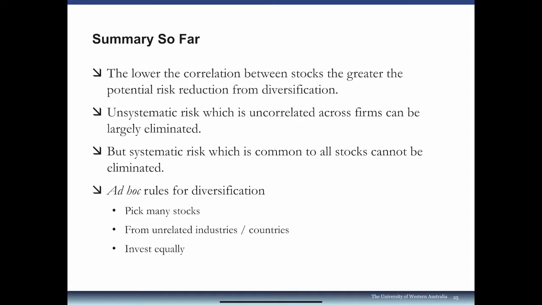So, summary so far: the lower the correlation between stocks, the greater the potential risk reduction from diversification. And we learned from last week that unsystematic risk or firm-specific risk, which is uncorrelated across firms, can be largely eliminated. But systematic risk, which is common to all stocks, cannot be eliminated. So we have some ad hoc rules for diversification. We should pick many stocks. They should come from unrelated industries and countries, and we should invest equally, right? Because if you have no idea what you're doing, then you should invest equally, such that mathematically the portfolio variance will approach the average covariance between stocks, right? This is the summary so far.